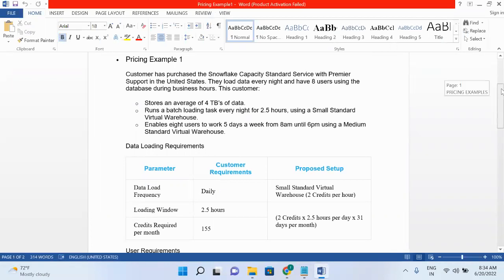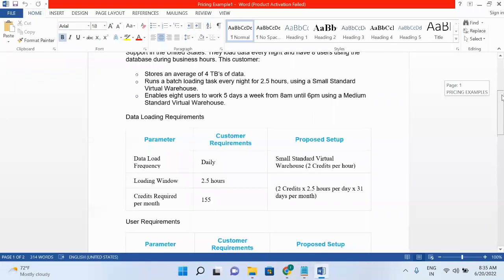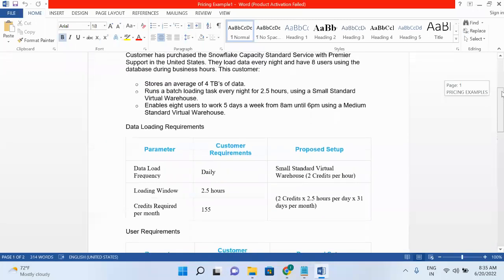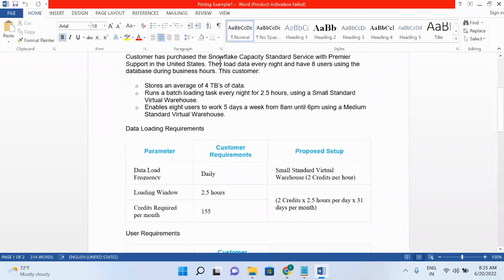The pricing will be reduced. It means we can say the pricing is 40 to 50% less when compared to other traditional resources. Now let's say this is our requirement, guys. The customer has purchased Snowflake capacity, standard services, and observe this one, capacity standard service, it will support the United States, right?